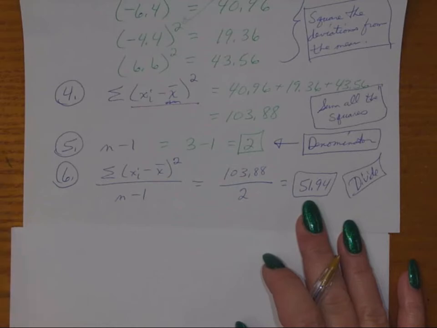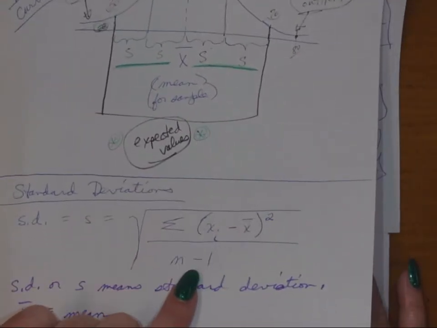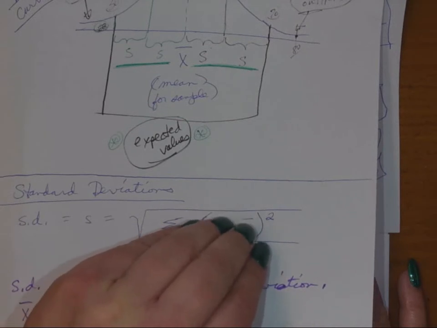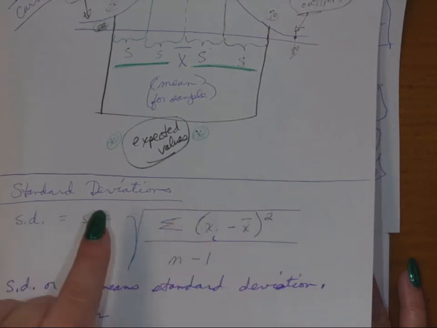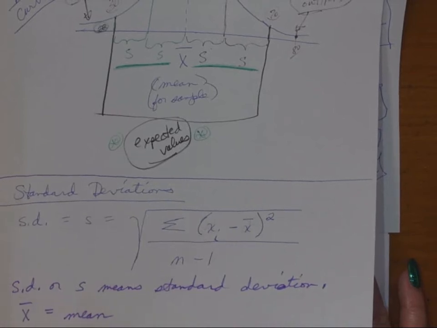Okay, again, let's look at our formula. We did the top. We did the bottom. We divided. So we're done with everything on the inside of the bracket there. And the bracket says square root it.